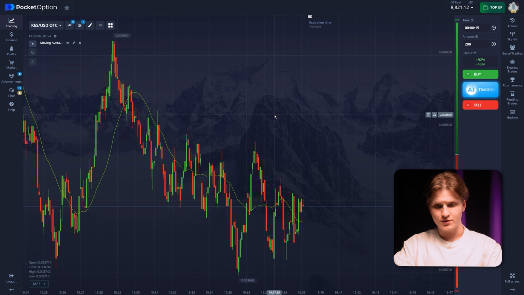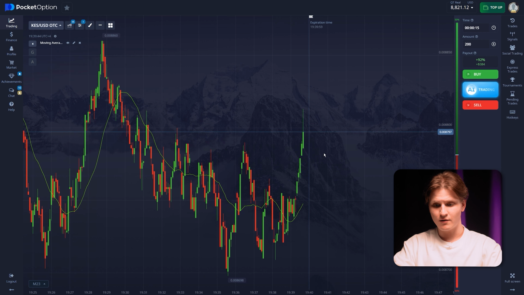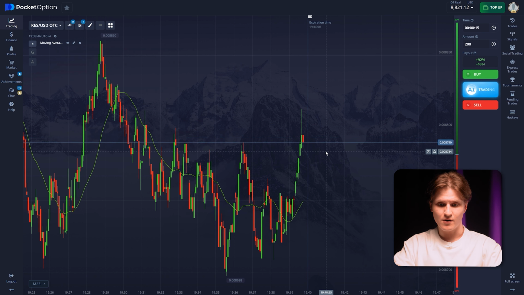The moving average is not directed anywhere, and the price is moving in an unclear range. I'm moving on. Here we see the beginning of an upward movement after a long consolidation. So I open a position up and wait for the expiry time.